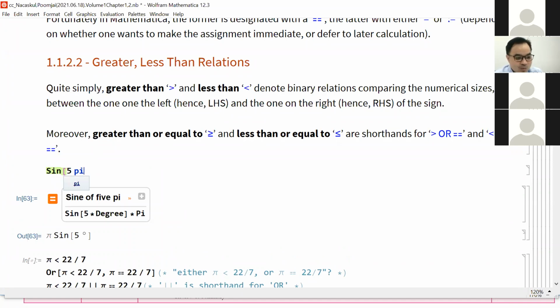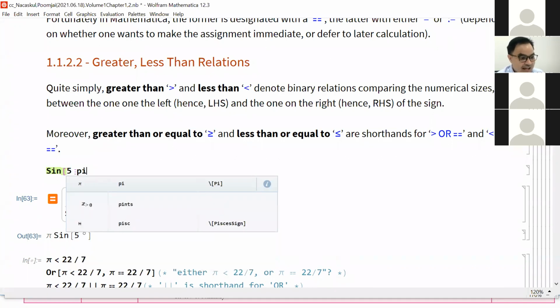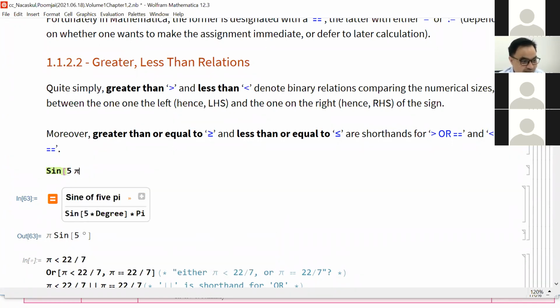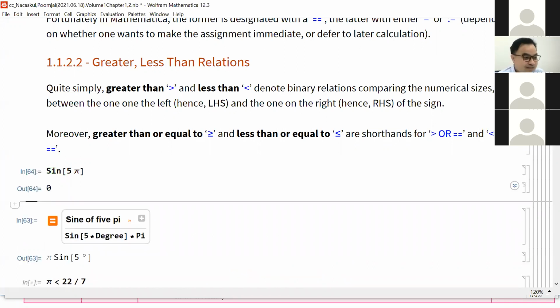Now, pi in Mathematica is actually a symbol. The way you do it is escape, for a special character like pi, see it show up pi. Sine of 5 pi. It happened to be 0, right? So how about 5.5? Anybody? -1, right?